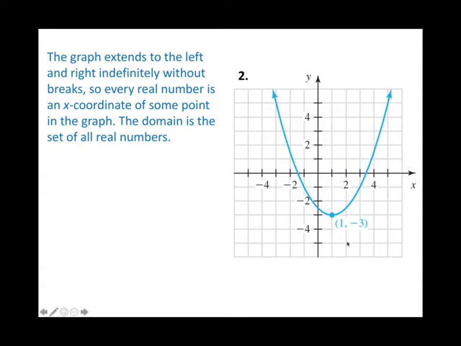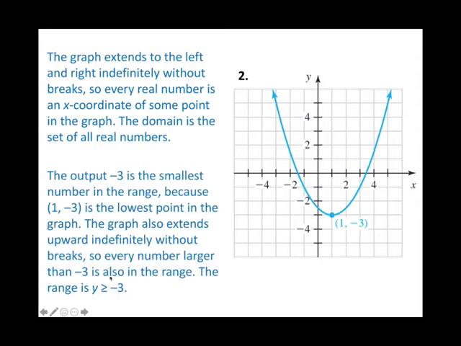Now look at the range. For the range, we pay attention to the y-axis. What is the lowest point? The lowest point is (1, -3). So the smallest value of y is -3. Since the graph extends indefinitely, we don't have a highest point for y. So the range for y is y greater than or equal to -3.